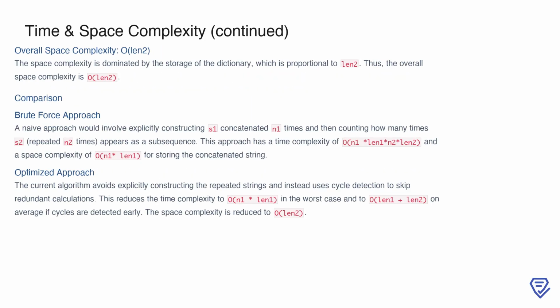The overall space complexity of the algorithm is therefore O(len2), because the dictionary dominates the space usage, and its size is limited by the length of S2.